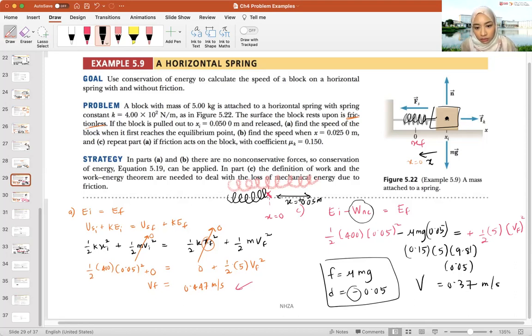When we release it, it will go back to x equals 0. This is what the question says: find the speed of the block when it first reaches the equilibrium point. When it goes back, we want to know what V is at this point. So this is our V final at x equals 0. This is what it means when it reaches the equilibrium point. This is the keyword: equilibrium point for a spring system means x equals 0. Alright, so Aida, okay? Did I answer the question?